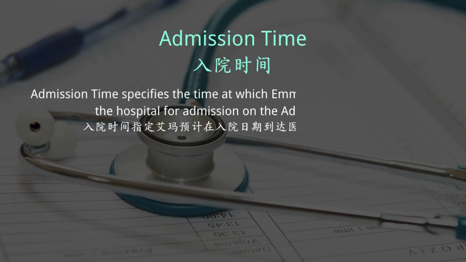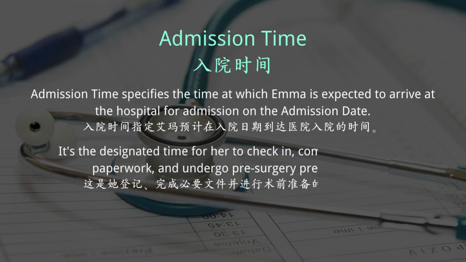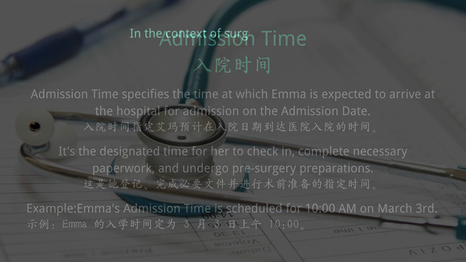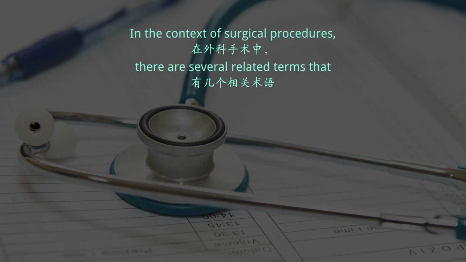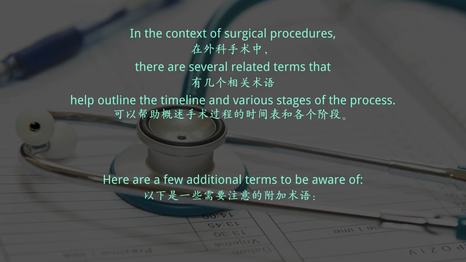Admission time. Admission time specifies the time at which Emma is expected to arrive at the hospital for admission on the admission date. It's the designated time for her to check in, complete necessary paperwork, and undergo pre-surgery preparations. Example: Emma's admission time is scheduled for 10 a.m. on March 3rd. In the context of surgical procedures, there are several related terms that help outline the timeline and various stages of the process. Here are a few additional terms to be aware of.